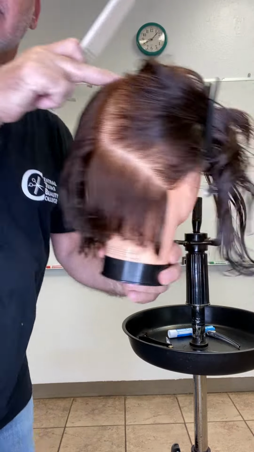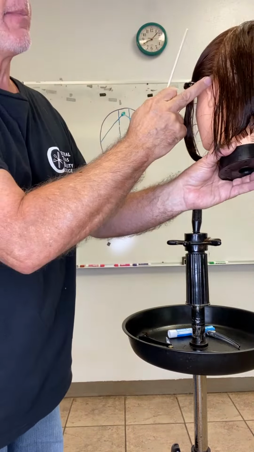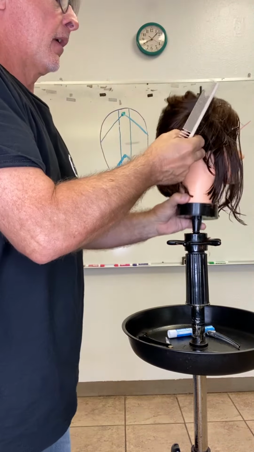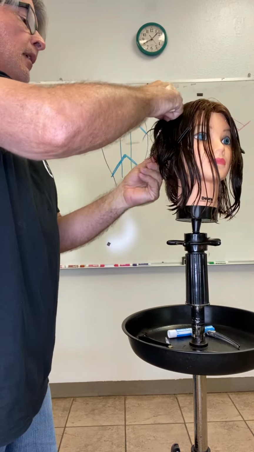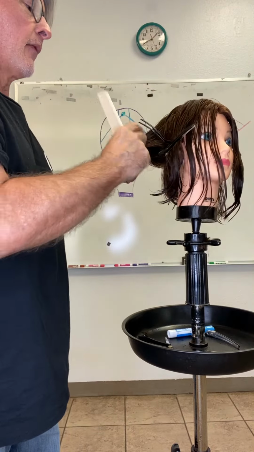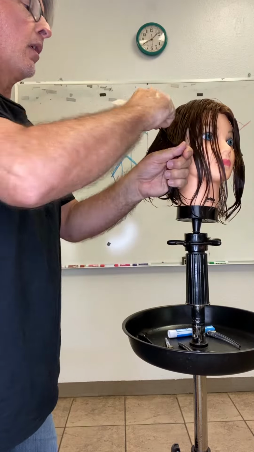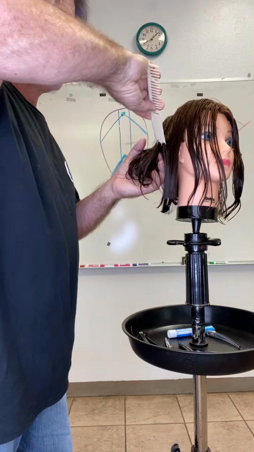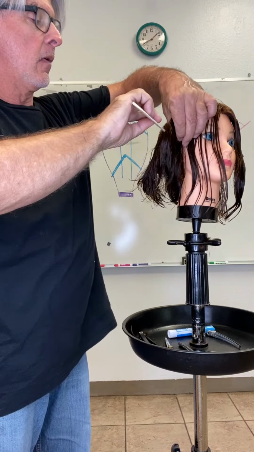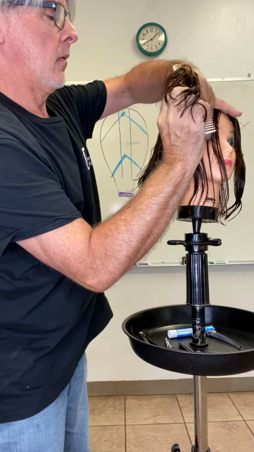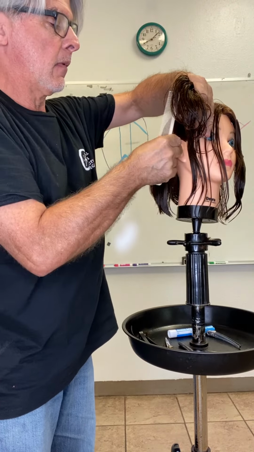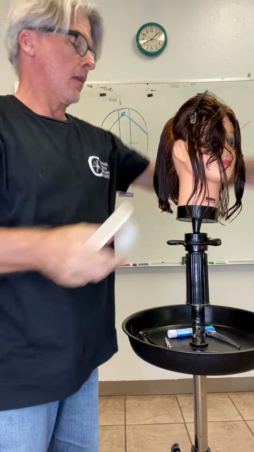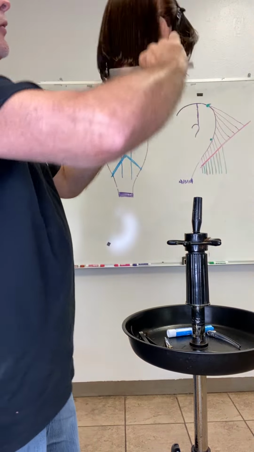So we're here at the crown, and we're going to the top of the ear. So that's giving me another parting. Again, I've got everything tangled up. And to the top of the ear. There we go. There's what you got.